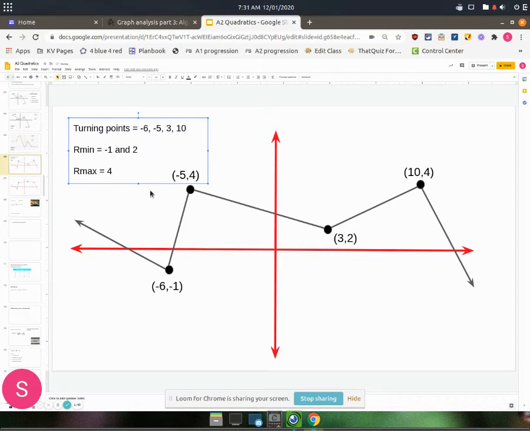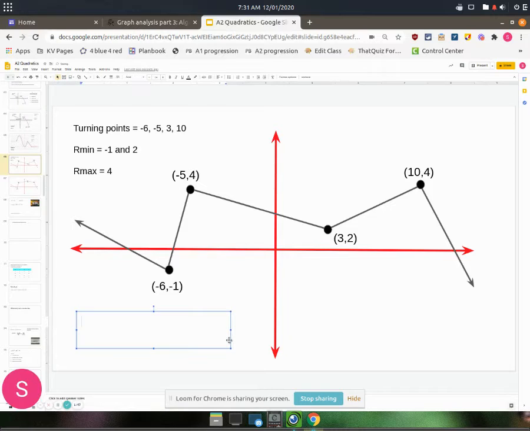For our intervals of increase and decrease, let's do increasing first here. All right, so it is increasing from -6 to -5. All right, that's from here to there. And it's also increasing from 3 to 10. All right, from there to there.